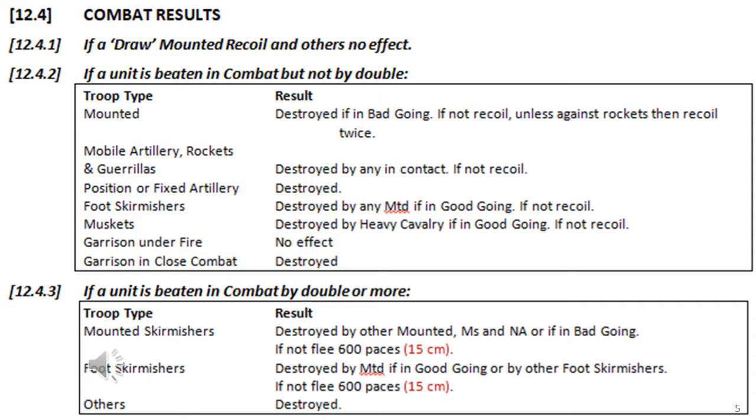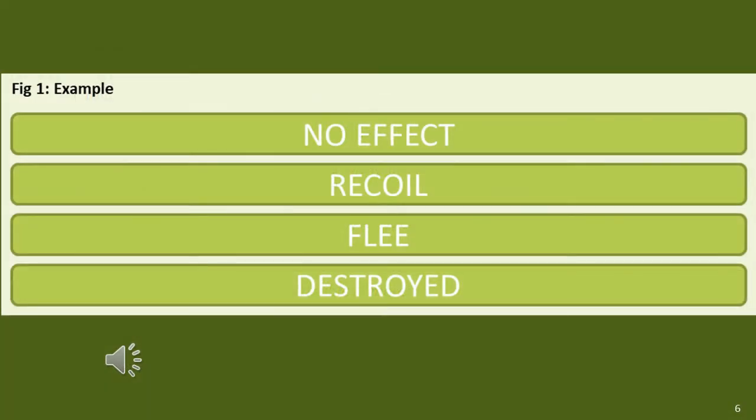As you can see by this chart, the results will vary based on the troop types of the loser, and in some cases the winning troop type as well. Once you've gone through all the possible actual results, there are really four possible outcomes to any combat. No effect, quite rare but still possible. Recoil, where the loser recoils. Flee, where the loser flees. And destroyed, which is where the loser is destroyed.